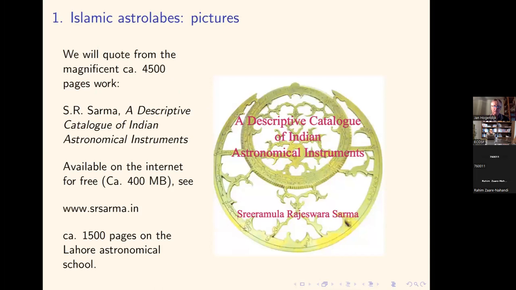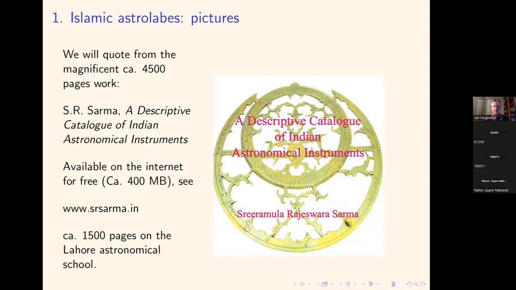First, about Islamic astrolabes, I will mostly show you astrolabes that were made in Pakistan in the Lahore Astrolabe School, and I will quote from the magnificent work of almost 4,500 pages, Professor Sharma's Descriptive Catalogue of Indian Astronomical Instruments, which is available on the internet for free. You can download it from his website. This work has a general introduction on the astrolabe, and it has almost 1,500 pages on the Lahore Astronomical School.